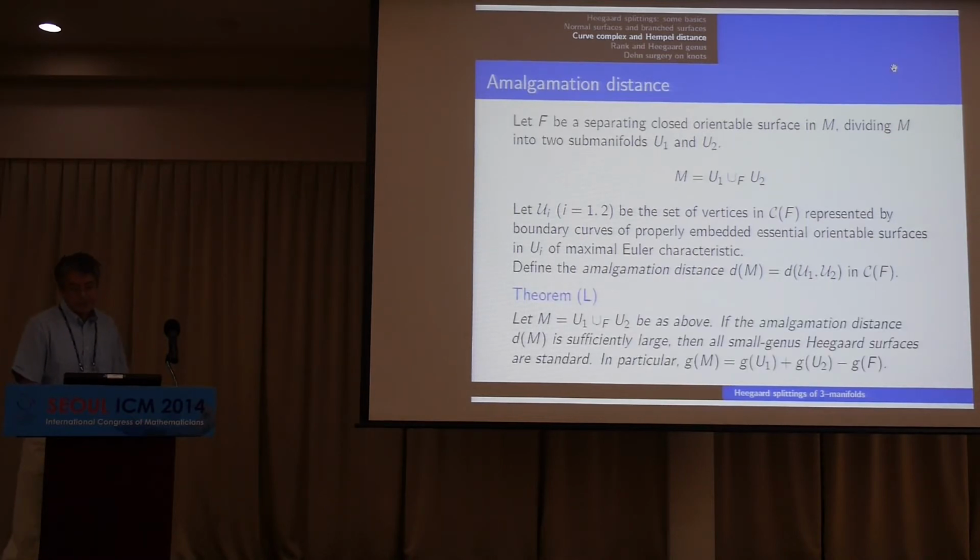And using this amalgamation distance, you can give a generalization of the Hartshorn theorem and the theorem of Scharlemann and Tomova. Basically, it says that if you glue two manifolds in a very complicated way, in terms of this type of gluing distance, then all the small genus Heegaard surfaces are standard, with respect to the amalgamation. In particular, you know the Heegaard genus of the amalgamated manifold, so you can write down a simple formula. That gives you a better understanding of the Heegaard genus and the gluing of a sufficiently complicated map. And we can use this formula, because it tells the genus, to give a construction of many useful examples. Okay?